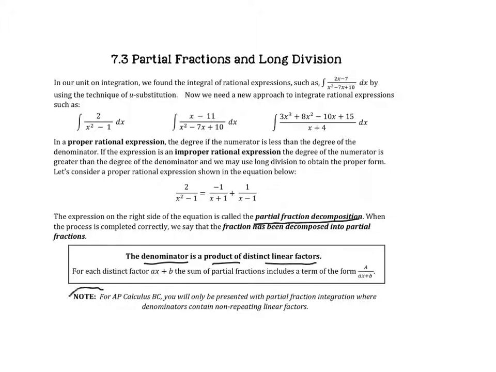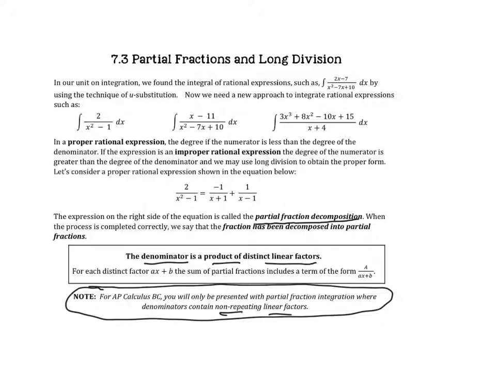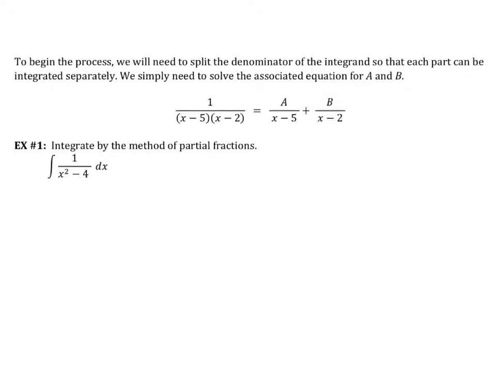And a good note for us to remember is that in BC, we're only going to have problems where we don't have those repeating linear factors. So hopefully that'll help with some of this. Now, for the first part, we do need to look for a separation here to see what our two fractions might have been for us to have added those.